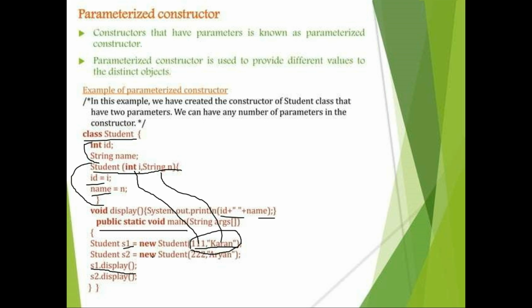So next object will be created, with values 222 and another name, which is called s2. The integer value goes to i and the string to n. We can assign the values to the id and the name. Then the s2 object has its own values. Calling s2.display displays the values of 222 and its name. That is called a parameterized constructor.